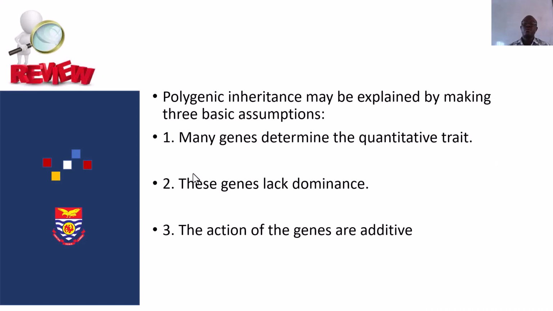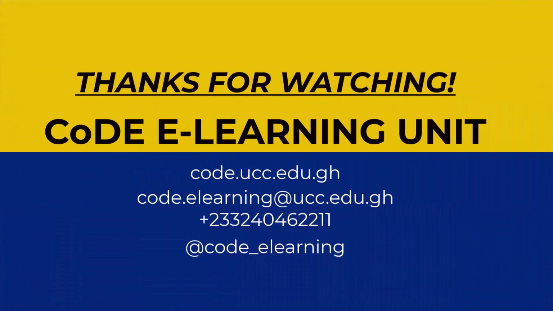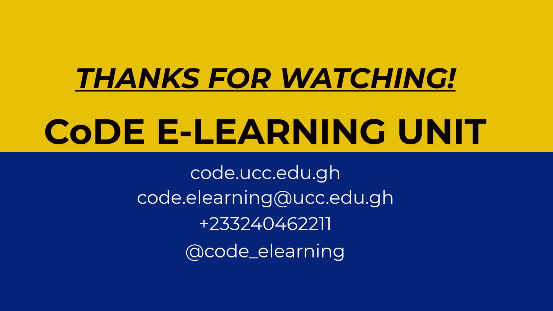So in review, polygenic inheritance may be explained by making 3 basic assumptions. Many genes determine the quantitative trait. These genes lack dominance. The action of the genes is additive.